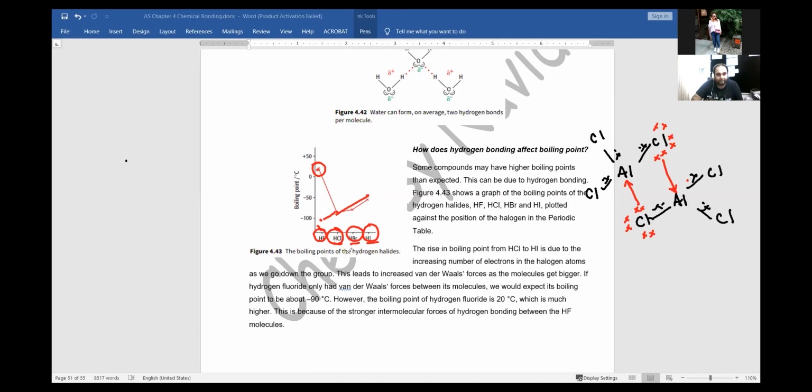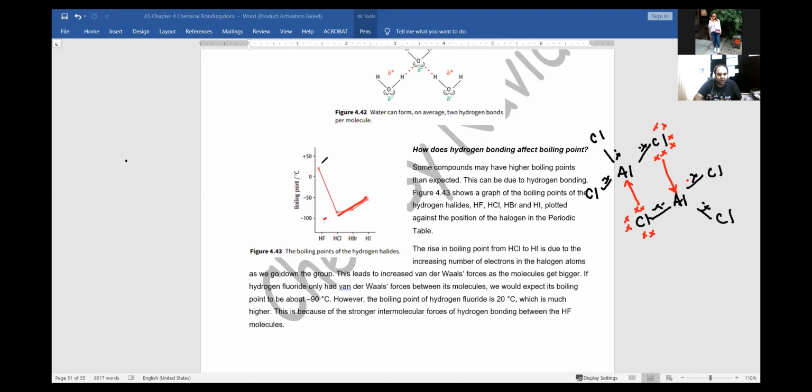Who can answer this? Muzammil? Van der Waals forces. Yes, Torabi, say it. Van der Waals forces are increasing. So from HCl, HBr, HI, there's a gradual increase in the boiling point. Why? Because down the group, the number of electrons is increasing, Van der Waals forces are increasing, therefore the melting and boiling point is also increasing.